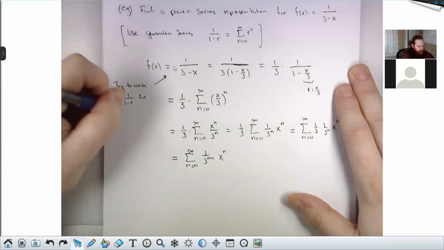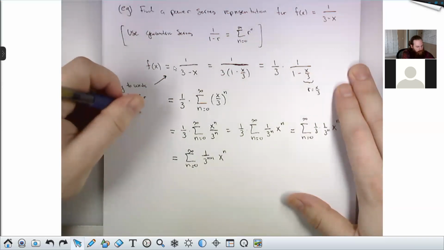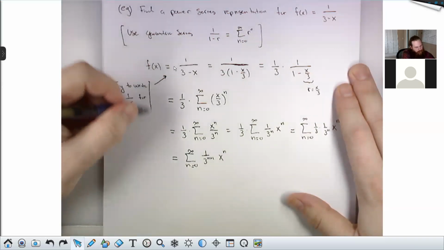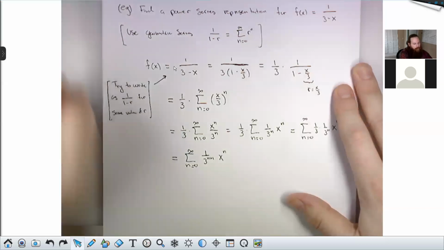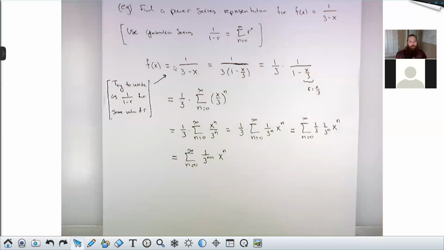For some value of r. That's what will allow me to use my geometric series trick. So right now I've got 1 over not 1 minus x. I want this to be a 1 over 1 minus something. So in other words, I need to make this 3 into a 1. So I factor a 3 out from the bottom. That gives me this.